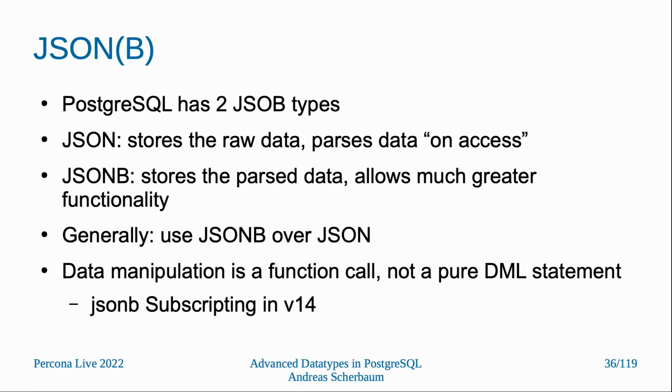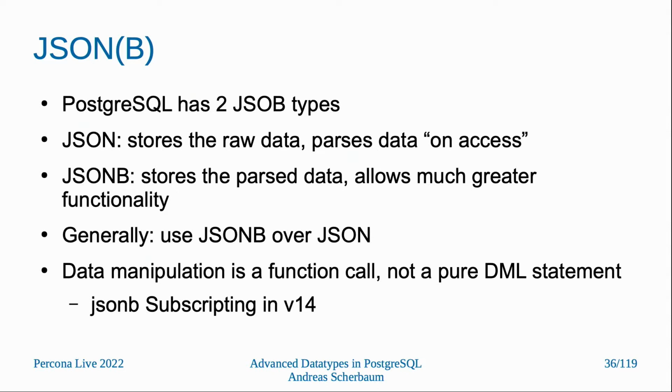Now we get the very same functionality in JSON. In Postgres we have two different JSON types. One is called JSON, one is called JSONB. If in doubt, anytime use JSONB. It's a newer one. The difference is the JSON type stores the data as you put it into the field.